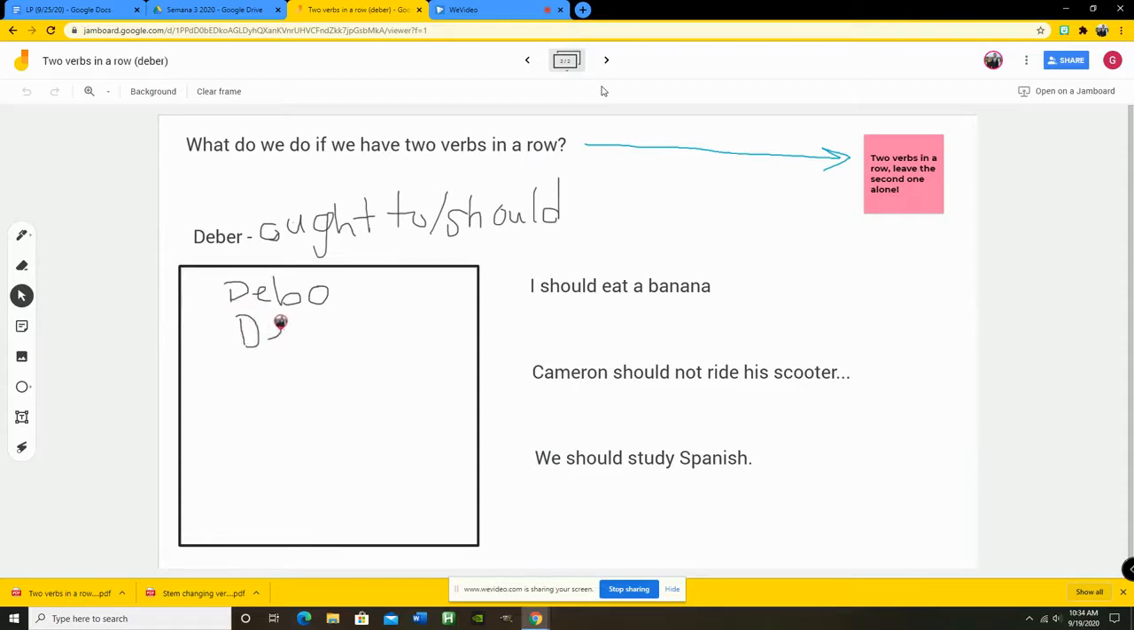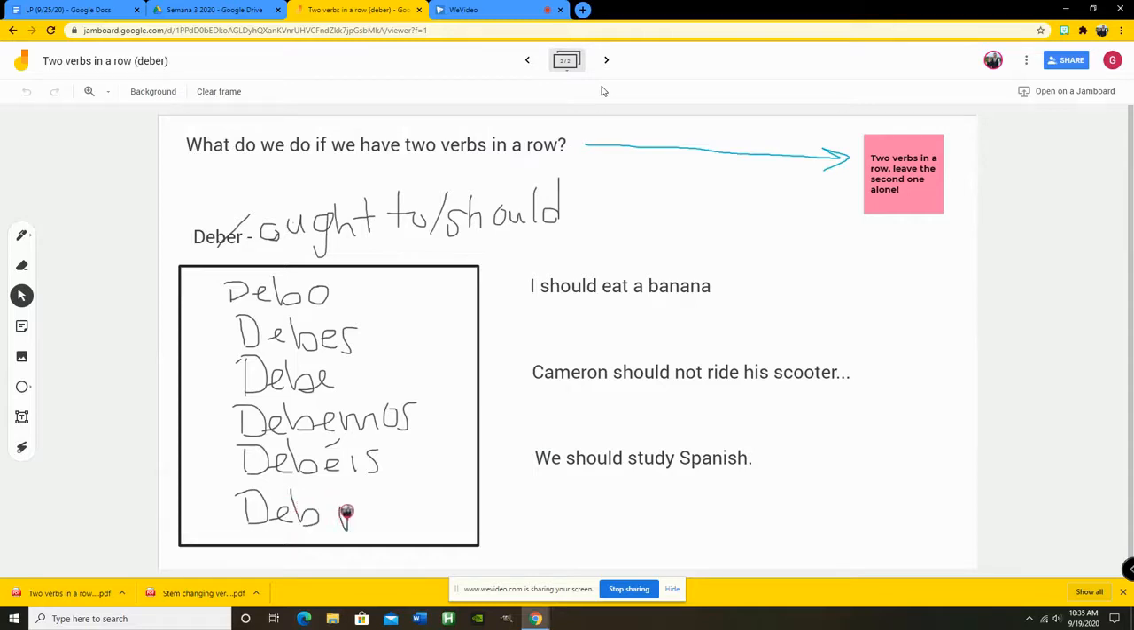Tú debes. Again, I'm taking off the AR or the ER and I'm adding my endings. He or she or usted debe, nosotros debemos. If you want to learn the vosotros, you may. I don't require it for my class as I don't personally use it. And then lastly, deben for the ellos form.